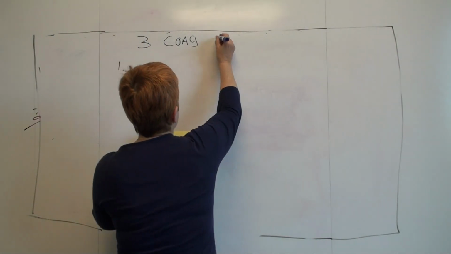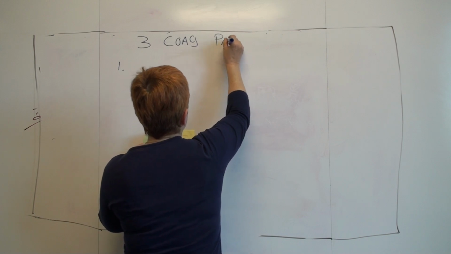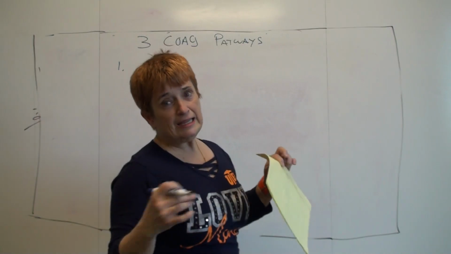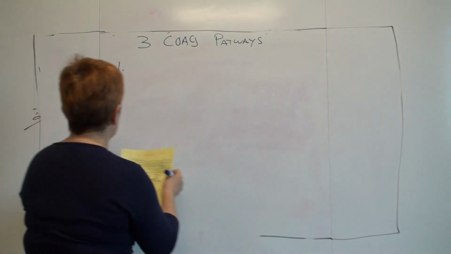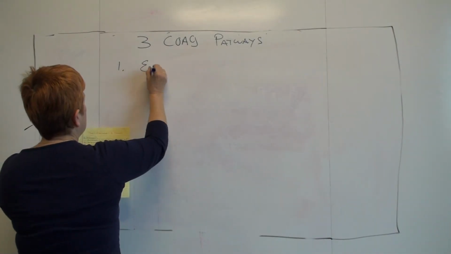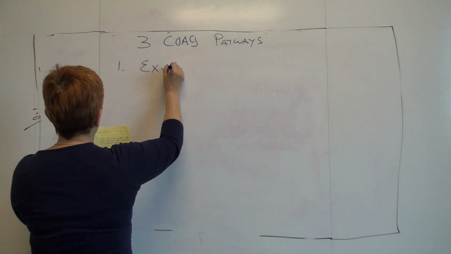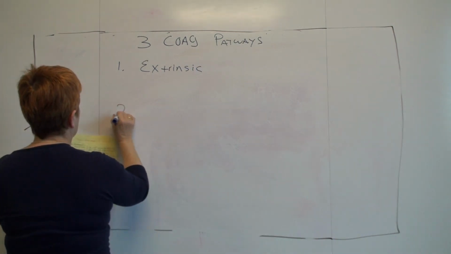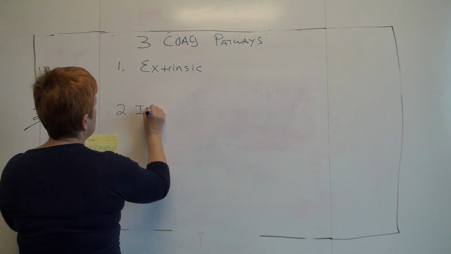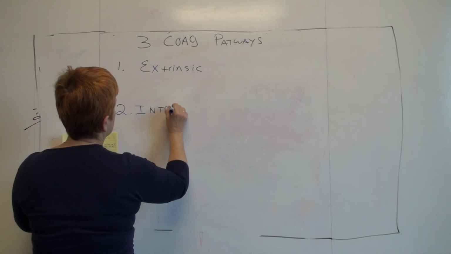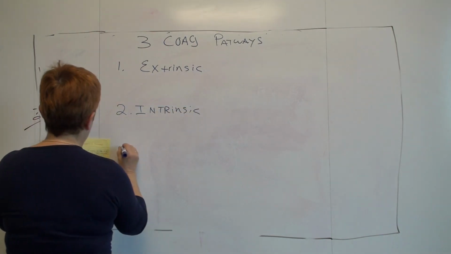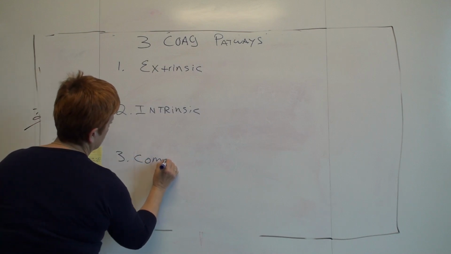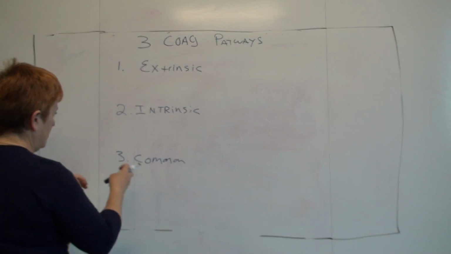All right, so three coag pathways. One is very quick and easy. The other two are a little bit more complicated. The first one is the extrinsic pathway. The second one is the intrinsic pathway. And the third is the common pathway.